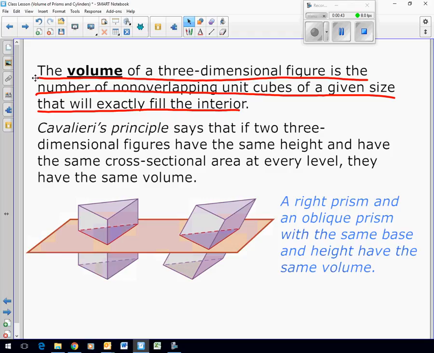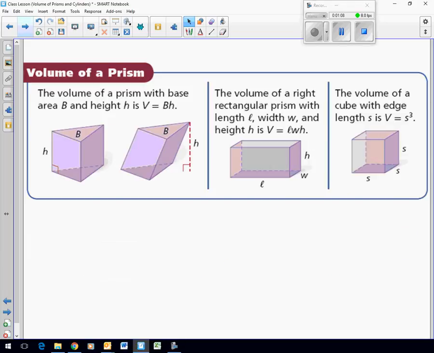Alright, we'll talk later about Cavalieri's principle. If you want to know what it is, I'll tell you right now. Cavalieri's principle says if two three-dimensional figures have the same height and have the same cross-sectional area at every level, then they have the same volume. We're going to look at that again in another example, but for right now, if you're desperate to know what it means, that's what it means.